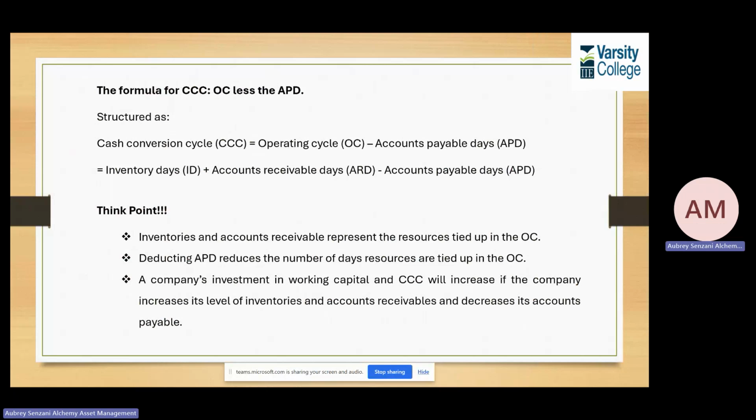Because if we decrease the time that we are paying our creditors, who is then paying the money to the creditors if we have increased the number of days and level of inventory? That means our debtors are paying us later, but we are paying our creditors sooner. So who has to fork out that money? The business. So can you see we are increasing our investment into working capital?